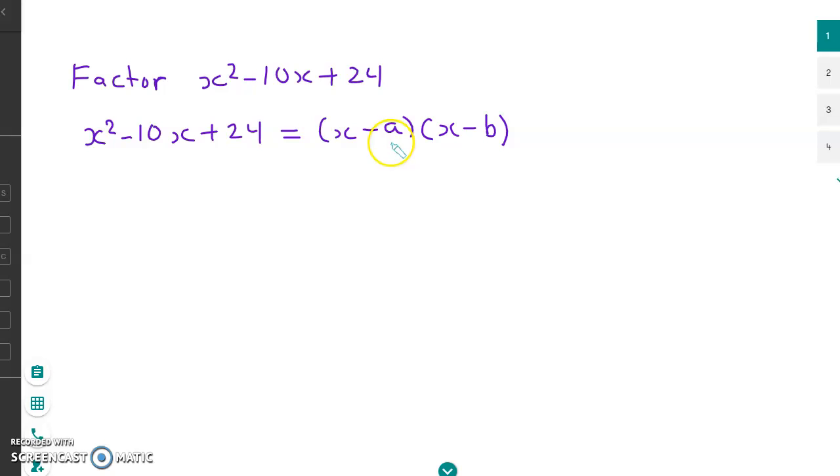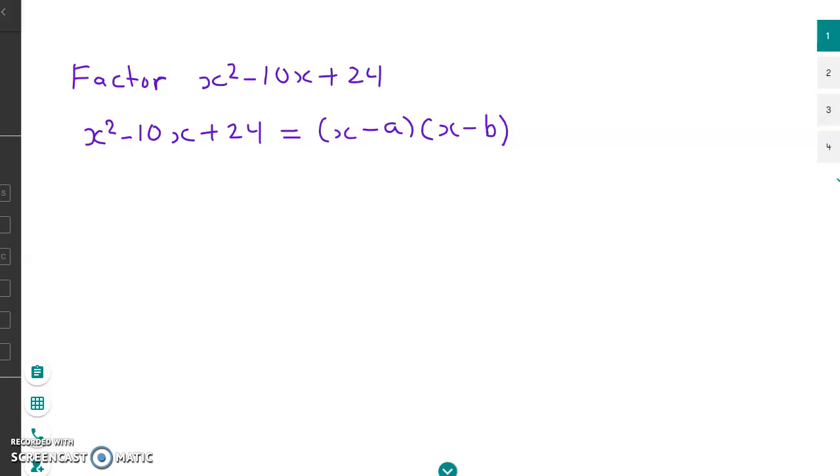Now the question is, how do you find these numbers a and b? That's what we're going to discuss. To be a little precise, these numbers are actually integers. So what we want to do is find two integers for which we can express x squared minus 10x plus 24 as x minus a times x minus b. How do you find those two integers? That's what we're going to discuss here.